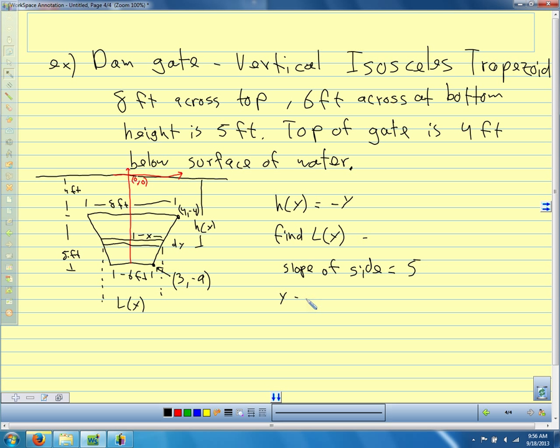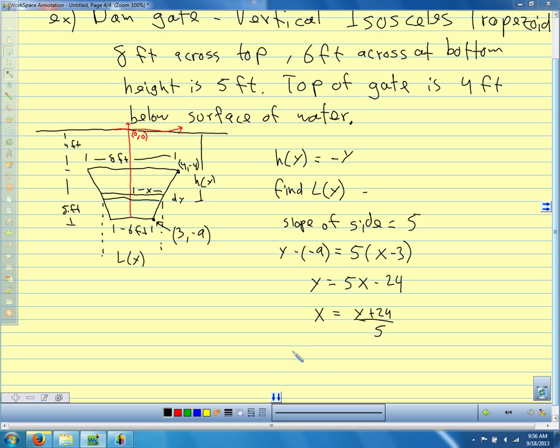Let's use this point. Y minus negative 9 equals 5 times x minus 3. So my equation is y equals 5x minus 24 when I rearrange this. And then I solve for x. X equals y plus 24 over 5. Now I have the width of my little rectangle in terms of y. Now I can set up my integral. So we found x. What is the width? What is L sub y going to be in terms of x? 2x. I found this half of it. So L sub y is going to be 2/5 (y plus 24). We have to express our entire integral in terms of y. Now we're ready to set up our integral. Very nice.